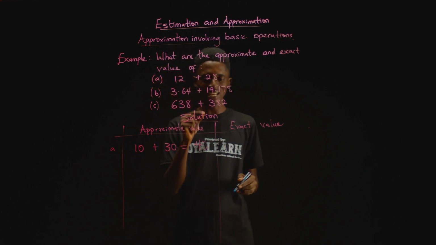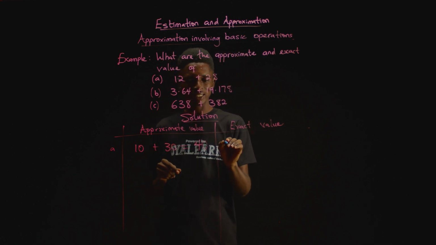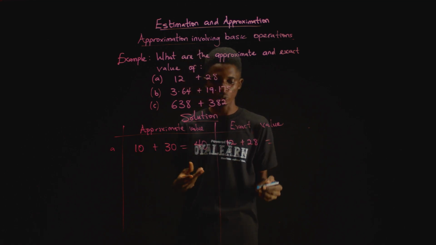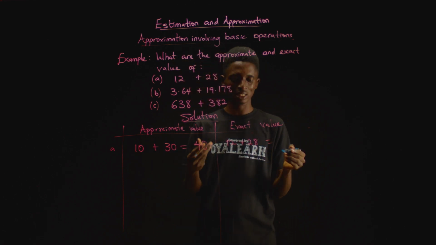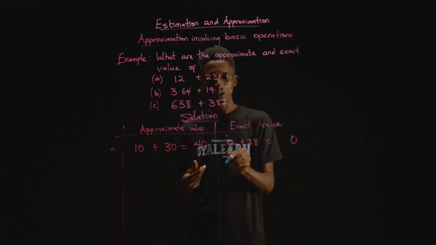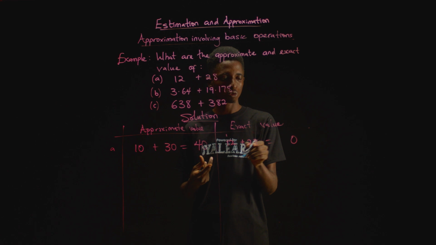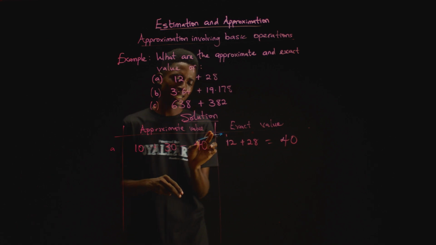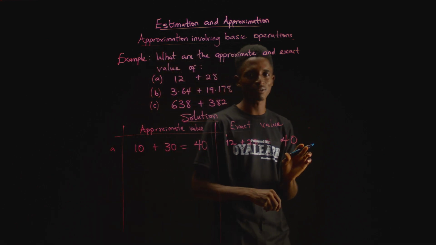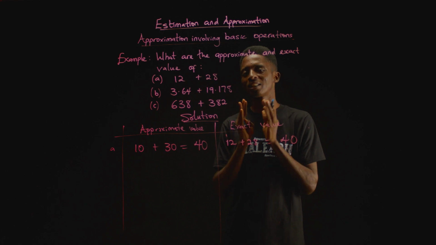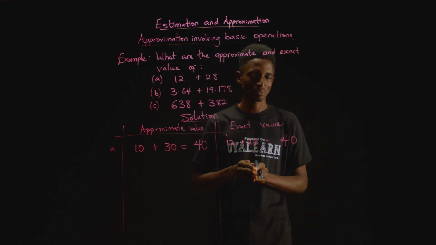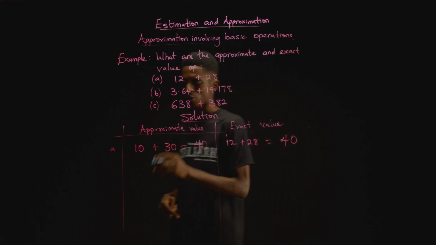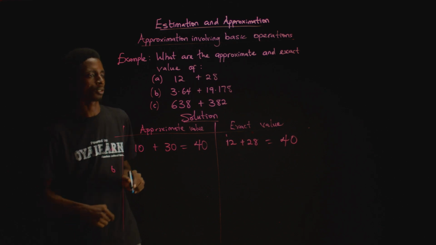Now let's find the exact value. Now when we add 12 plus 28, what do we get? 2 plus 8 will give us 10, so we write down 0, carry the 1. So 1 plus 1 becomes 2, plus 2, and then we have 4. So now we have 40 as well. So in this case, we see that the approximate value and the exact value are the same. However, take note, it is not always the same, but the approximate value is always close to the exact value. So let's look at the second question, B.